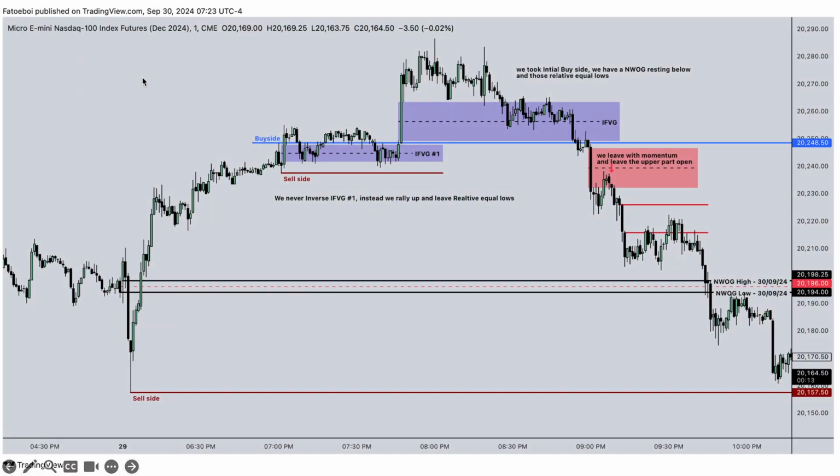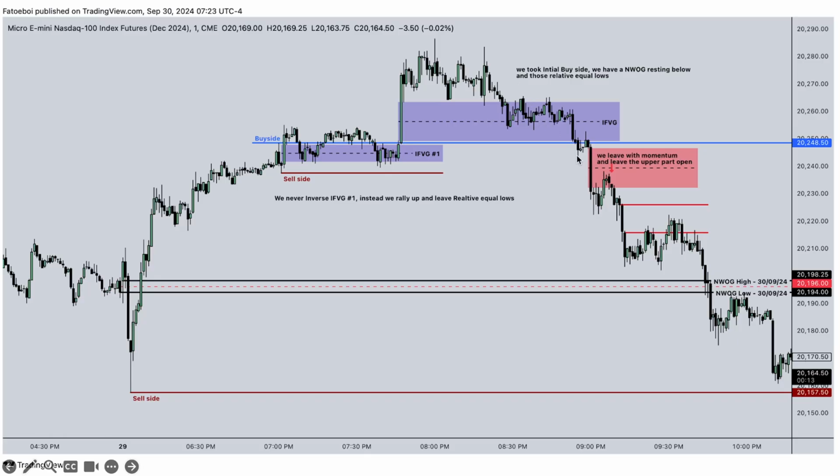This is the Asian session, 6 p.m., 7 p.m. Sell side, buy side. We take out buy side. We never inverse this. Instead, we leave sell side, relative equal lows. We drop higher. We take out buy side here. This is then the fair value gap that I want to see inverse.